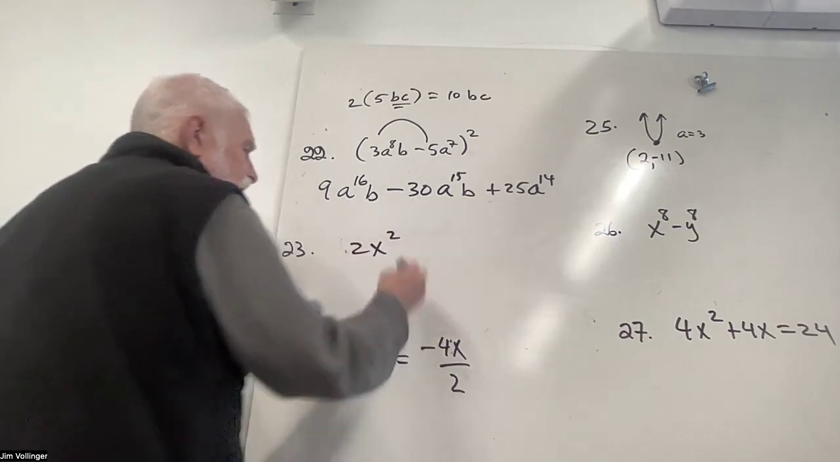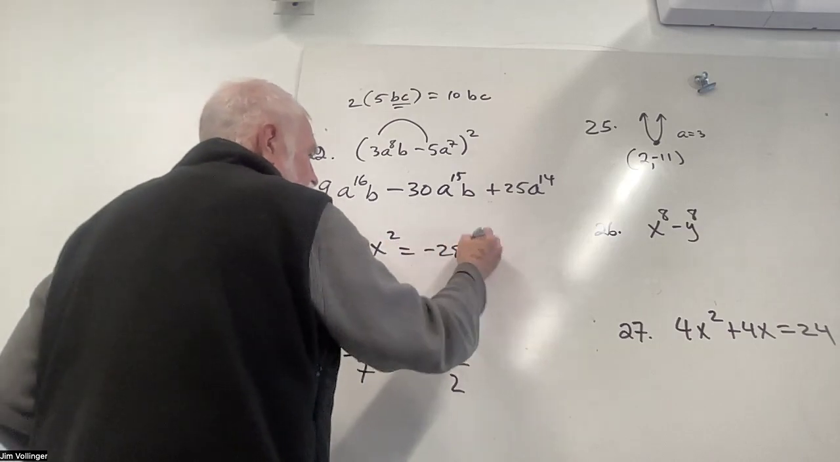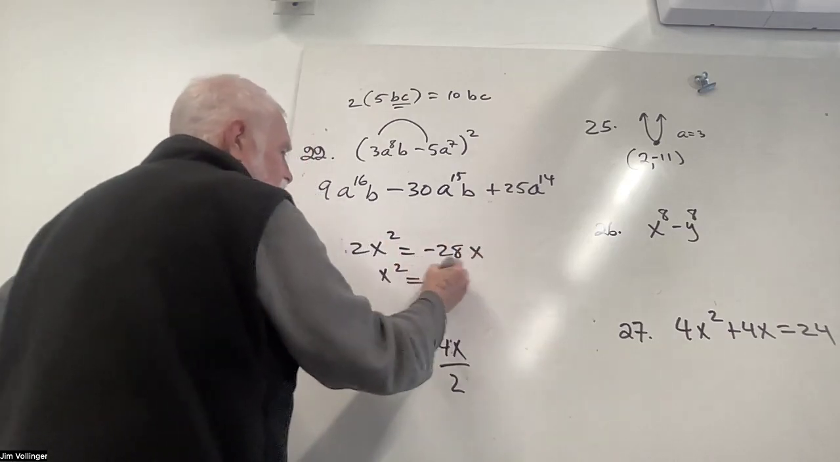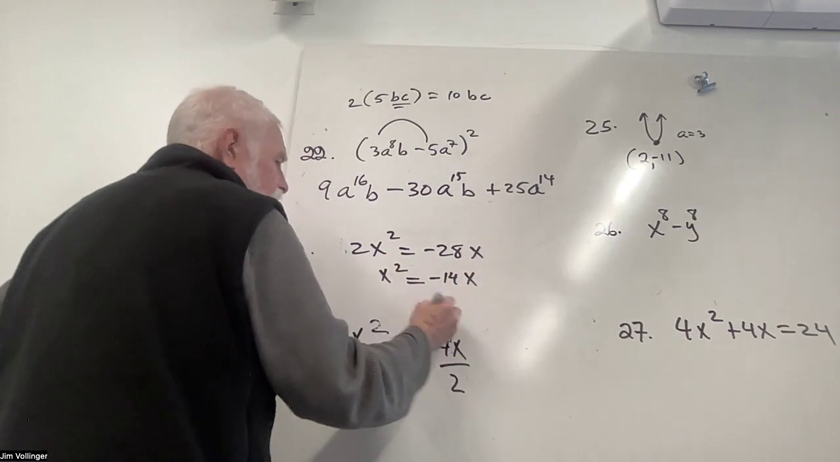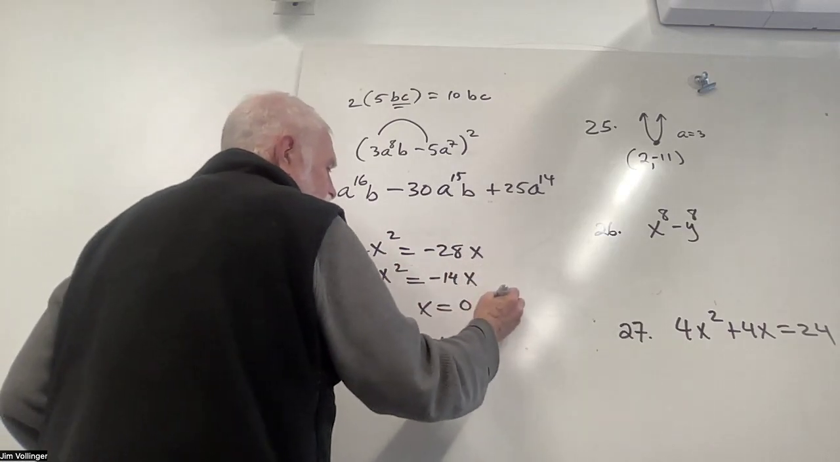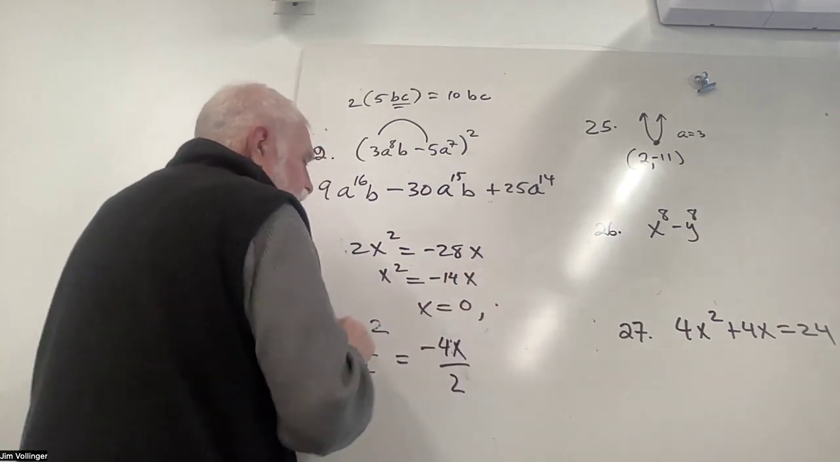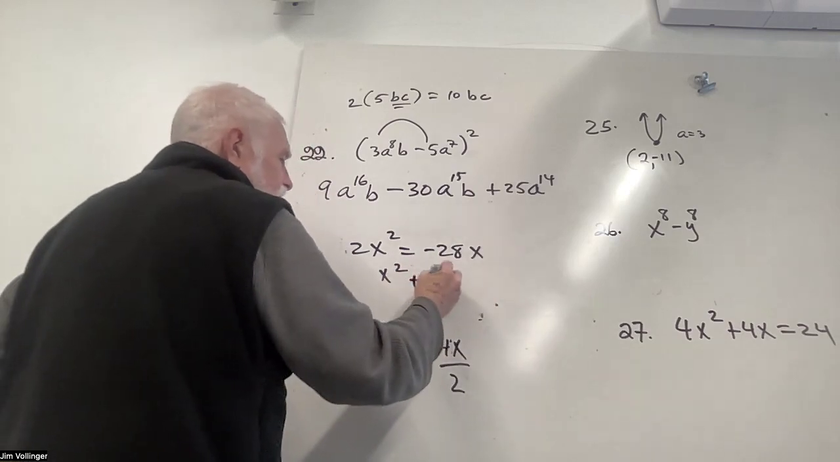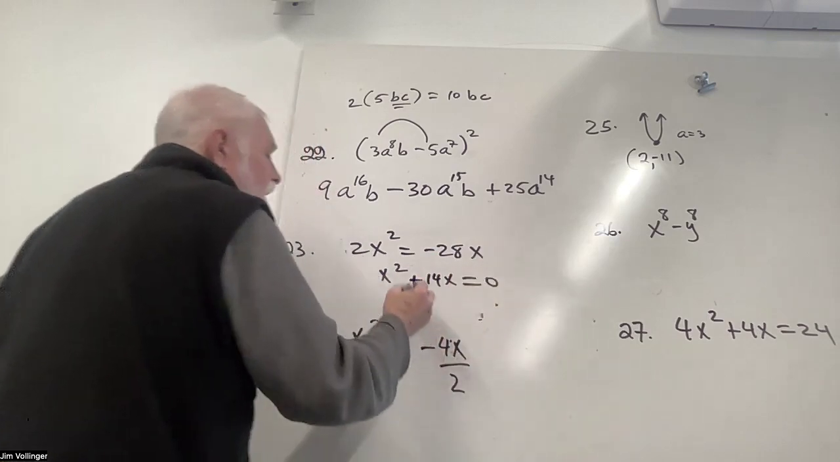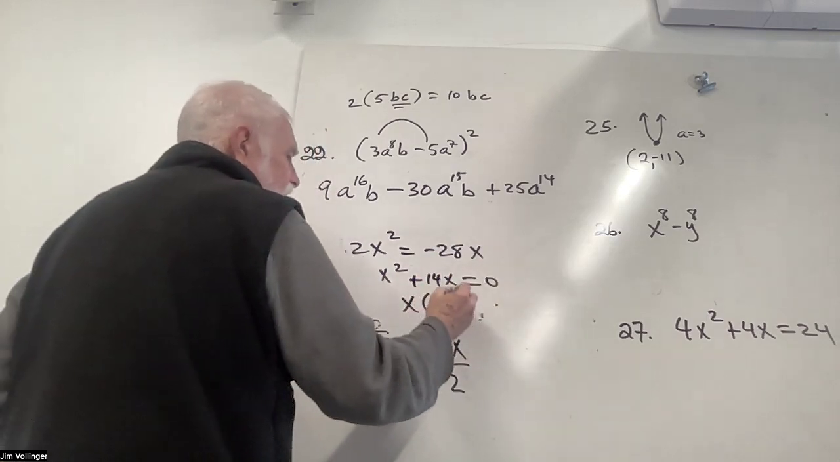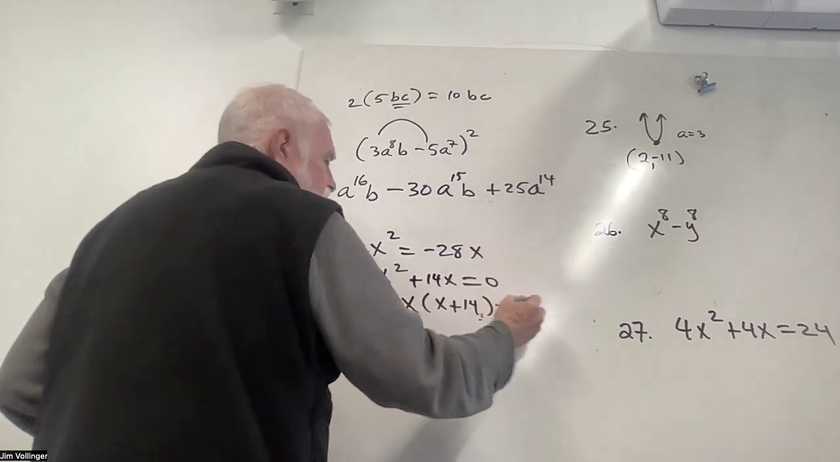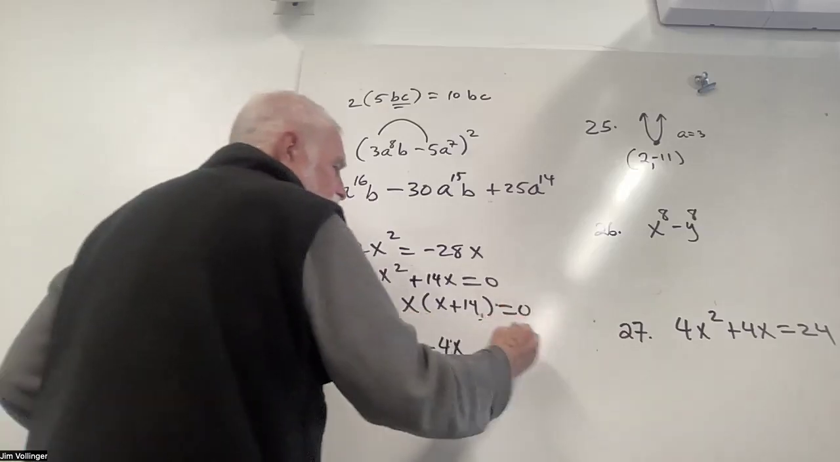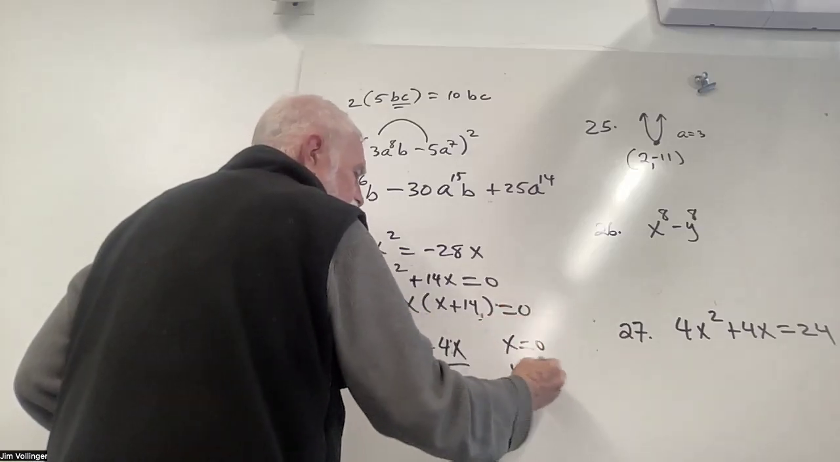So 2x squared has to equal minus 28x. So x squared has to equal minus 14x. So therefore x is 0 or x is, well, let's do the work out in case somebody needs it. I'm going to add 14x to this side, set it to 0. And now I factor out x: x plus 14 equals 0. So therefore x equals 0 or x equals negative 14.